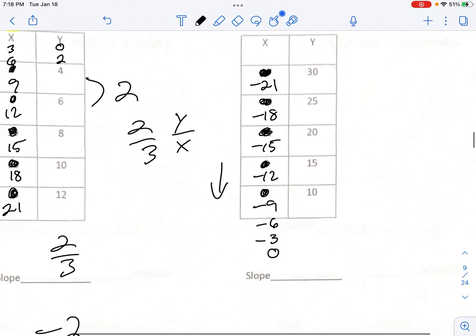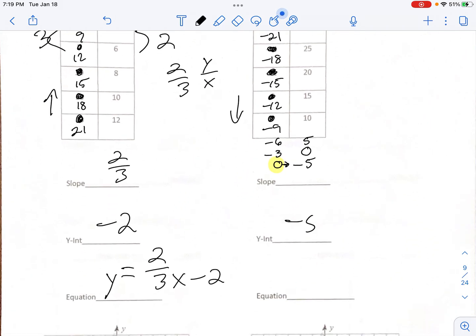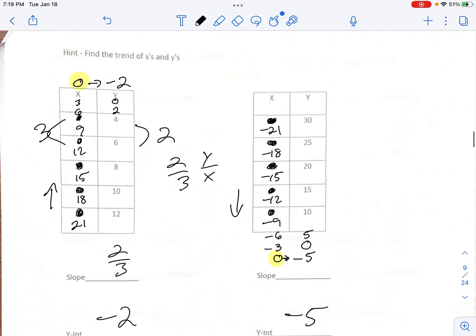Now what we have to do is go in the same direction for the y's. So 30, 25, 20, 15, 10, 5, 0, negative 5. There's my 0. The number across from it is going to be my y-intercept, so that's negative 5.